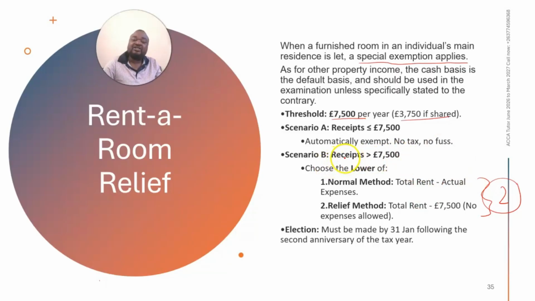Given that the receipts you are going to receive are greater than 7,500, that's when you have to pick the lower of the normal method, that is the total rent minus actual expenses, and the relief method, that is total rent minus 7,500. Whichever figure is lower is what you are going to choose. The election must be made by 31 January following the second anniversary of the tax year. So you need to make the election of which method you are likely to use.